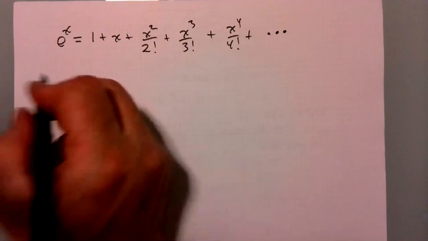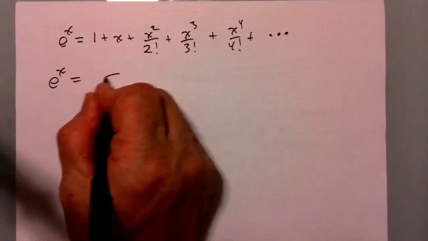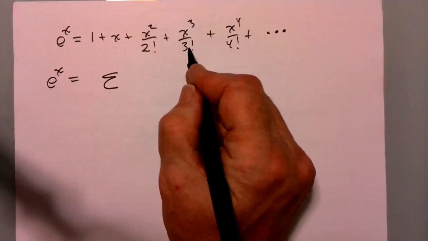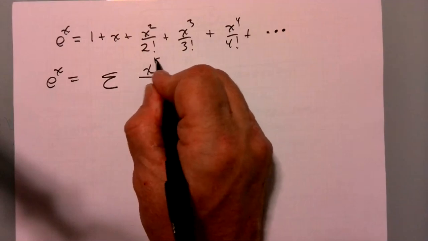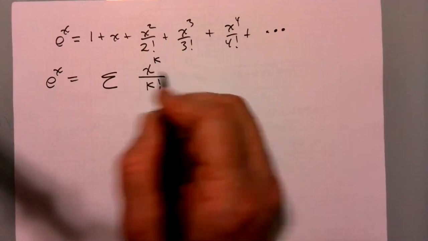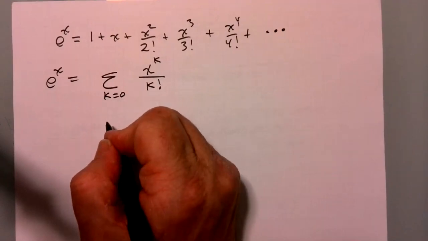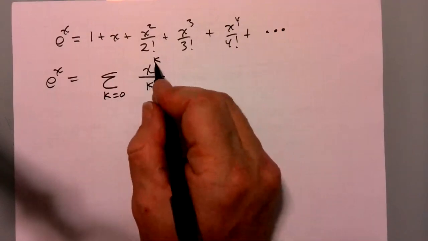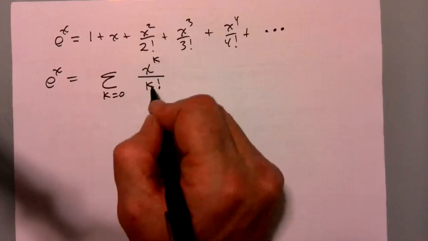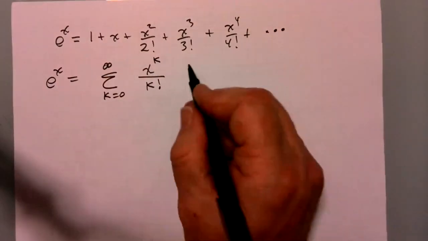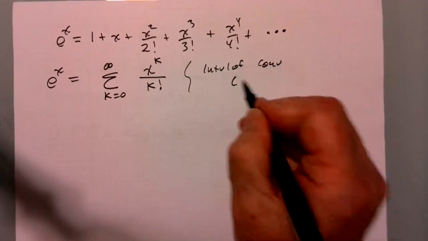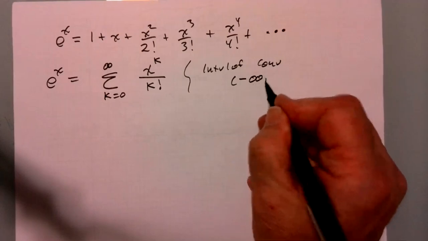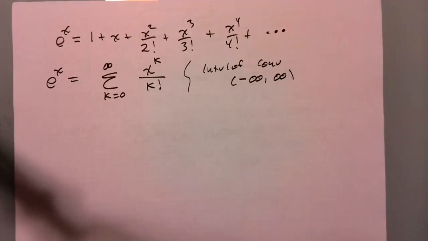So what does that Taylor series become? You'll notice we have x to the number over the number factorial. Does that work for all of them? Is it x to the k over k factorial? k starts at 0. Let's see. So what we have here is x to the 0 over 0 factorial is 1, x to the 1 over 1 factorial. So that looks good for e to the x. The interval of convergence for e to the x is minus infinity to infinity. So that's one that I want you to know.